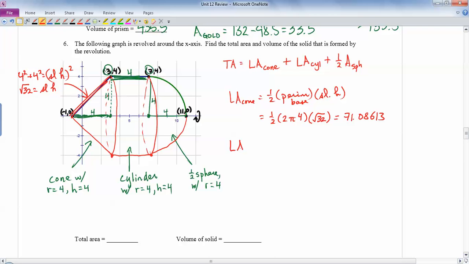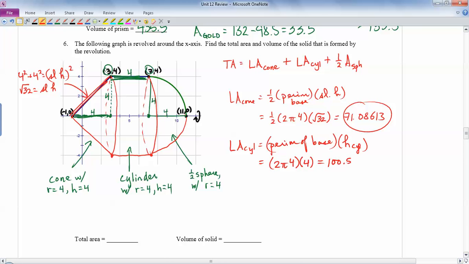Then we need the lateral area of the cylinder. Lateral area of the cylinder is the perimeter of the base times the height of the cylinder. So that's going to be 2 pi r times the height of the cylinder, which also happens to be 4 in this case. And that all comes out to be 100.53096.